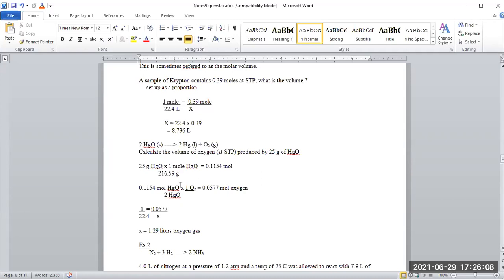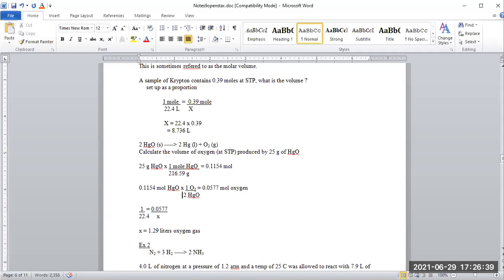And I have a little bit of things that are kind of squished out of alignment here. So 25 grams, mercuric oxide is kind of heavy. We have a molar mass of 216.59. So I have a little over a tenth of a mole, 0.1154. This is not a strictly 1-to-1 ratio here. This is a 1-to-2 ratio.